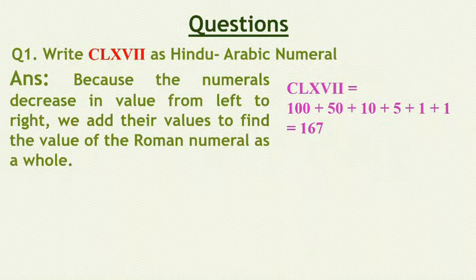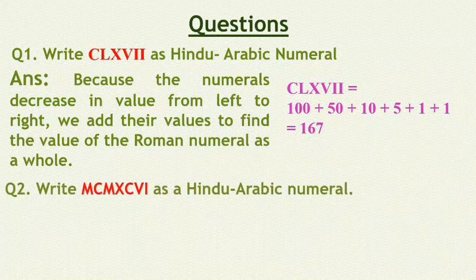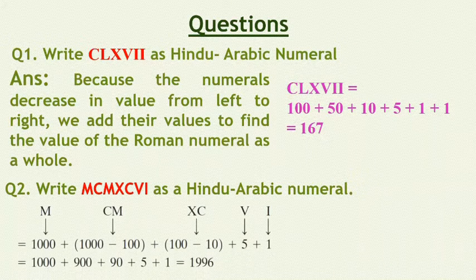So CLXVII equals 167. Question number 2. Write MCMXCVI as a Hindu-Arabic numeral. Answer. M equals 1000, C equals 100, and M equals 1000. So we will subtract this. After subtracting 1000 and 100, we get 900. So CM equals 900.